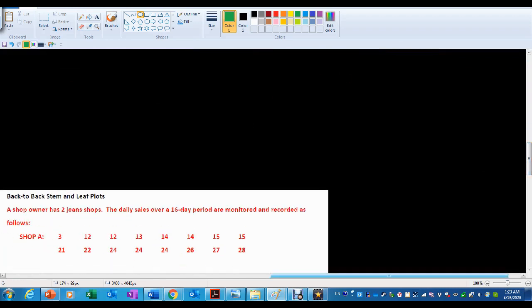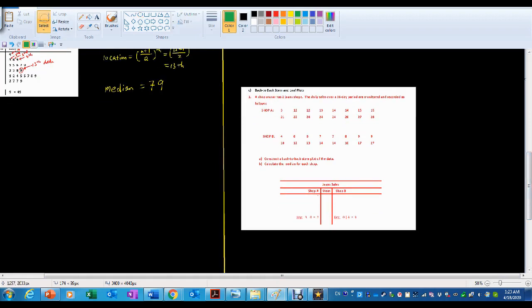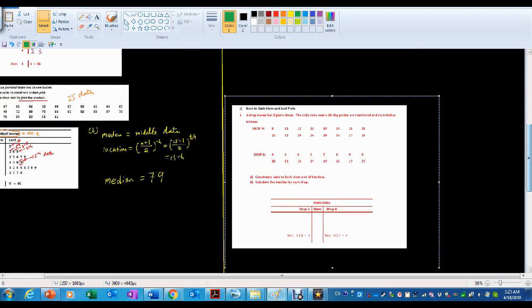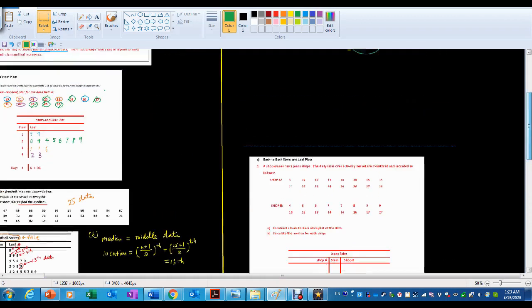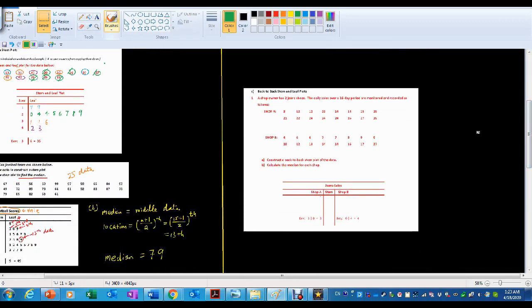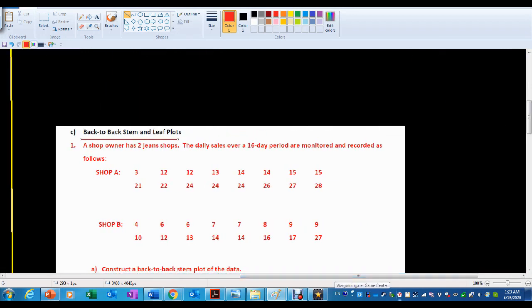Okay, let's do our last thing. The last thing is what we call back-to-back. What do we mean by back-to-back stem and leaf plots?